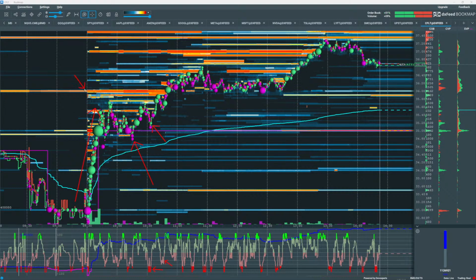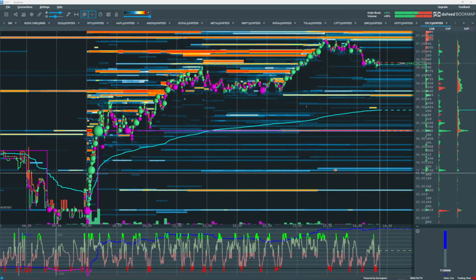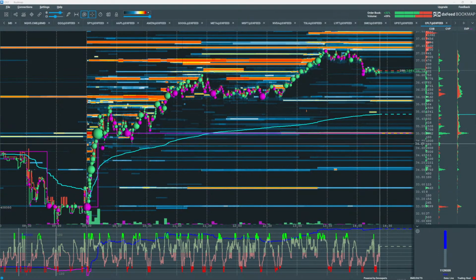36, usually the high liquidity. Traders like to stack their buy and sell orders, limit sell orders, buy orders at the large round numbers. There's 36, 37. All right, so there's another earnings related play in Confluent, very strong day.